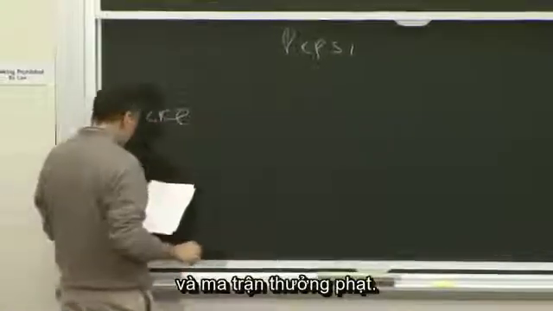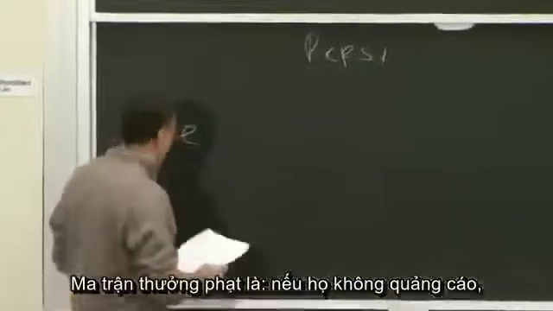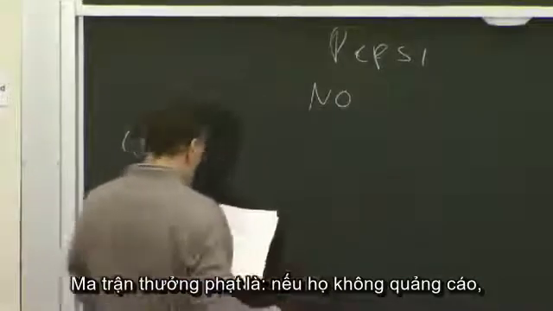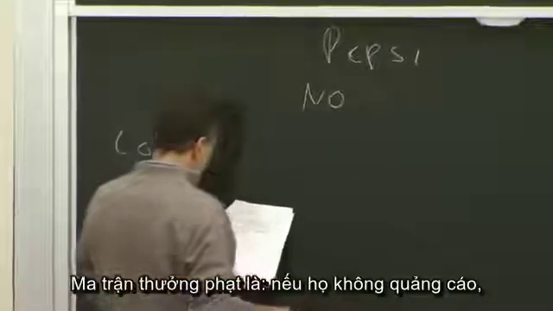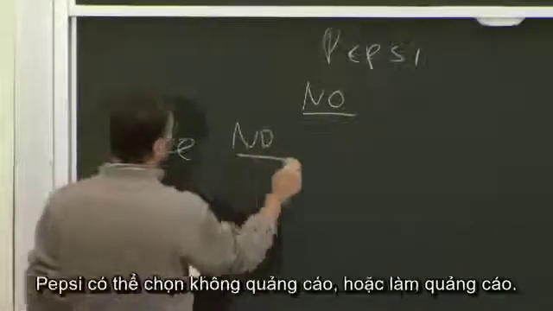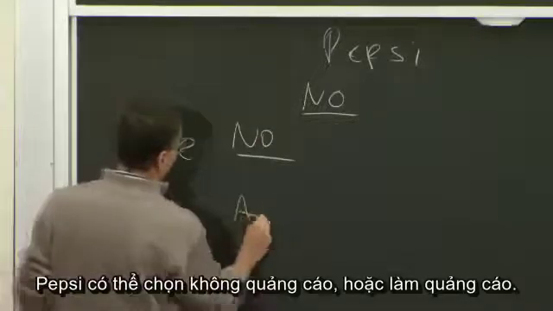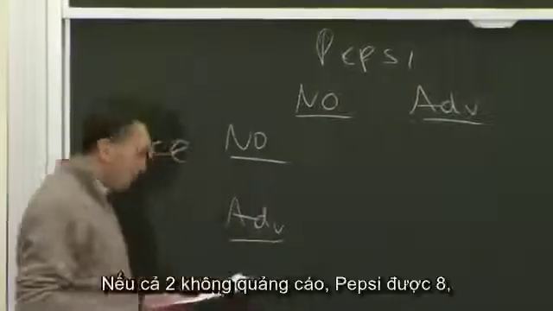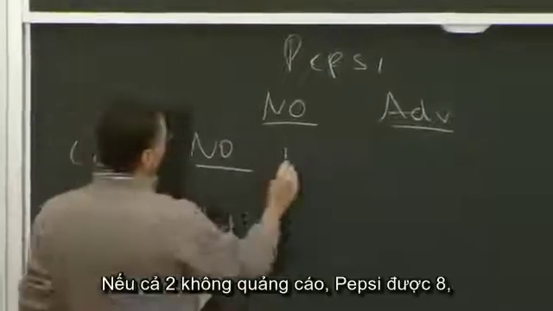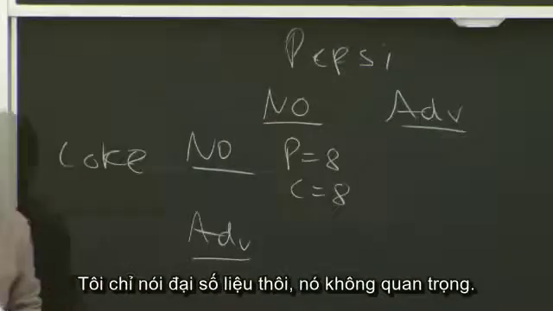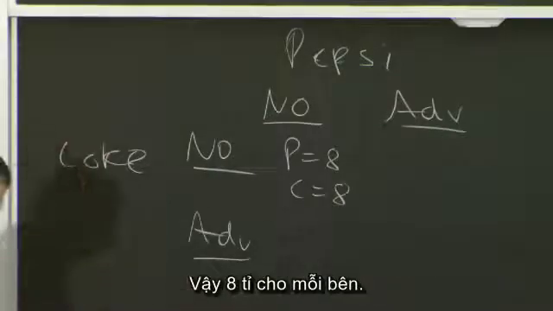And imagine the payoff matrix is if they don't advertise, then Pepsi can choose not to advertise or it can advertise. Okay? So if they both don't advertise, Pepsi gets 8 and Coke gets 8. I don't know what 8 is. 8 is $1 billion. So I'm just making up numbers here. It doesn't matter. So $8 billion each. Okay?